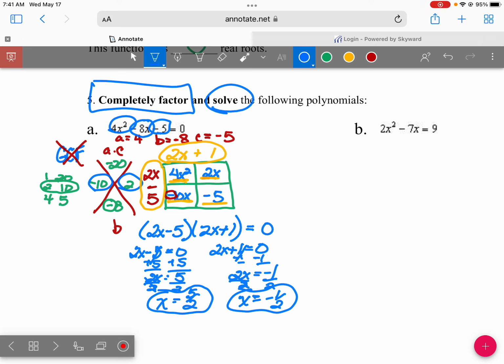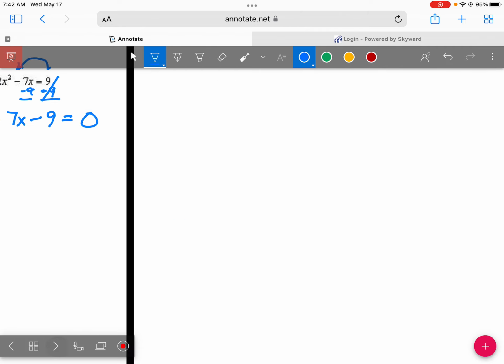All right, I'm gonna skip B for now, just so we can try to hit every type. Let's go to C. Okay, before I go into C, take a look at B. What would I need to do here for letter B? Subtract. Right, I need to move this 9 mathematically over here, so I would subtract 9, subtract 9. 9's cancel out, and your new equation would be 2x squared minus 7x minus 9, you can't combine those, equals 0. Then you look for A, B, and C, you do your X box, and away you go. Okay? All right, now let's jump to C.